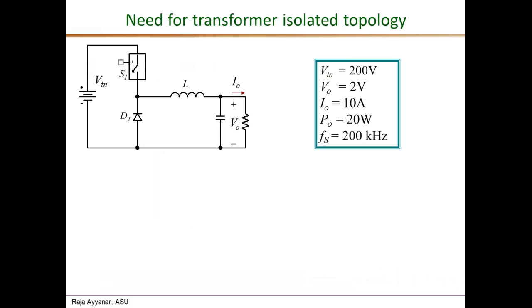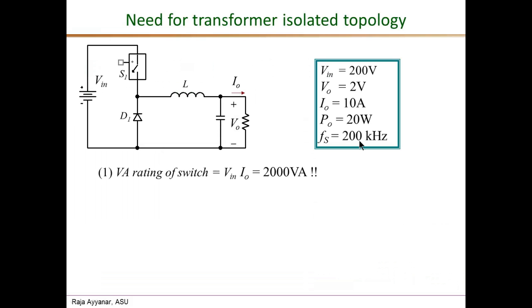In the previous video, we actually established the need for transformer isolation in a buck converter that essentially has a very large voltage conversion ratio. So we looked at the three main disadvantages, and that will form the basis for what we should be trying to do in an isolated converter in order to eliminate those disadvantages. So we consider this example of a 200 volts input to a 2 volts output buck converter with a load current of 10 amperes, the power 20 watts, and 200 kilohertz switching frequency.